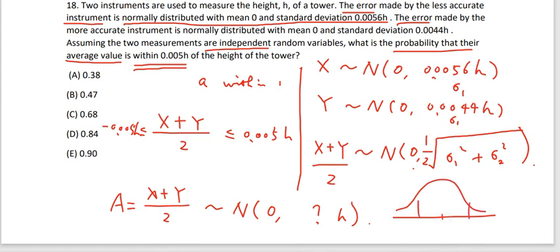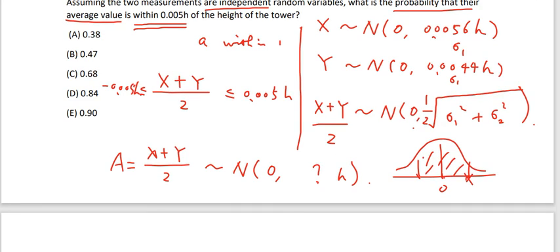Between this. So just 2. So we just find this cut point. Then check the normal table. Okay, so this is a cut point.